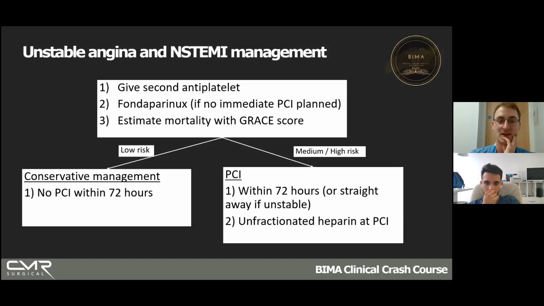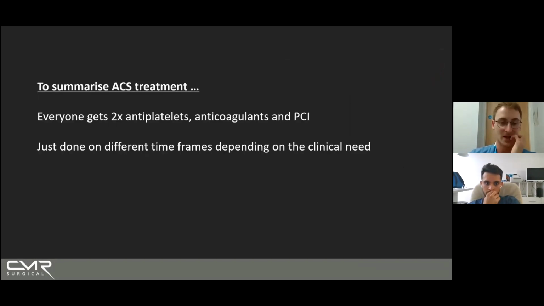Okay. So that's our immediate treatment of ACS. To make it nice and simple, everyone gets 2 antiplatelets. Everyone gets an anticoagulant, so fondaparinux or unfractionated heparin, and most people get PCI. Not many people get fibrinolysis, so I've left that out. They all just happen in different time frames depending on the clinical need. And that's the way to think about ACS management. It's all about who's going to die quickest from this sort of stuff. So that's the immediate treatment.